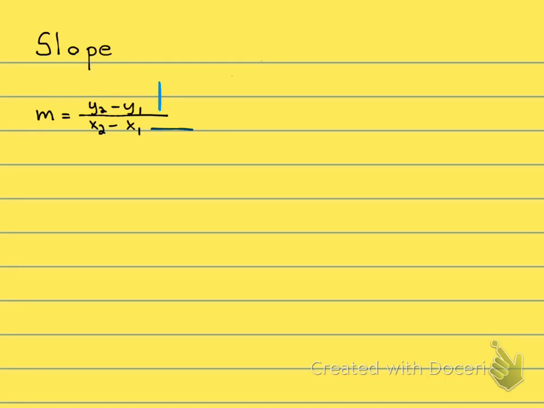So the change in y is called the rise, and the change in x is called the run. So you have very possibly heard that the slope is rise over run. And if they give you 2 points, we can find the slope from the 2 points. Let's see an example.